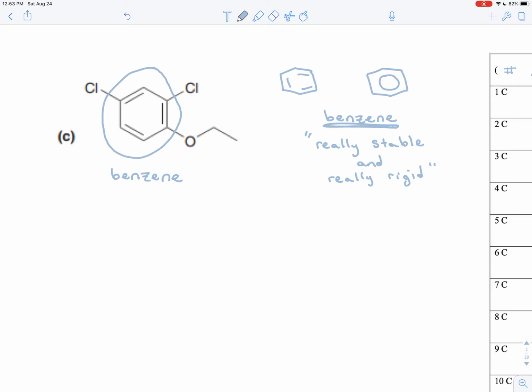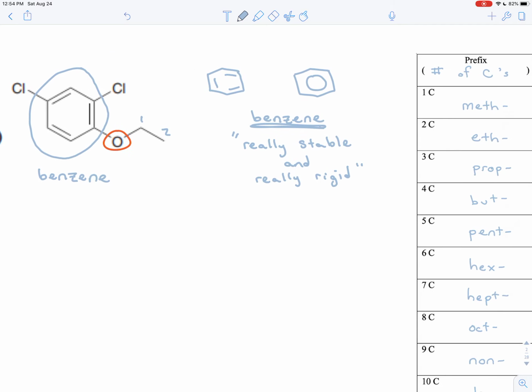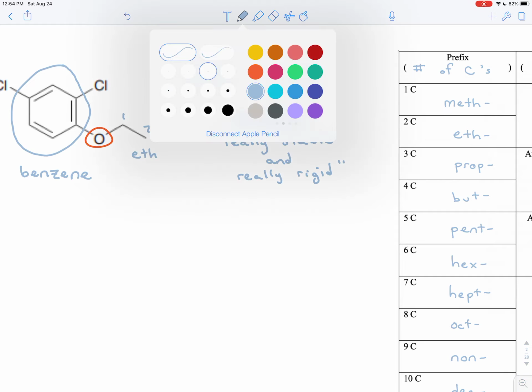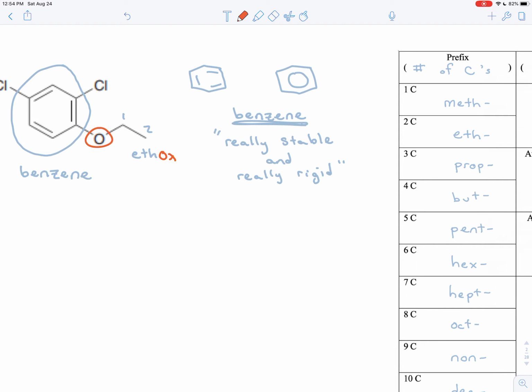Now that we've named the backbone, we'll go to the branches. We'll start with the ether branches. We have our oxygen and the carbon chain. Now the carbon chain has 2 carbons, and so the prefix is going to be eth. And as we saw before, the oxygen is represented by an oxy, so the branch is going to be ethoxy.